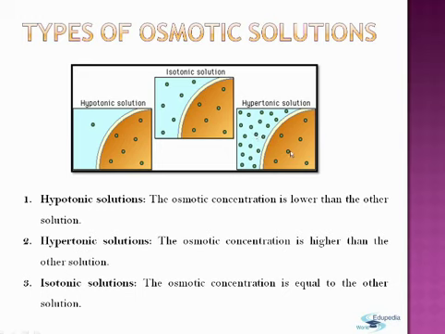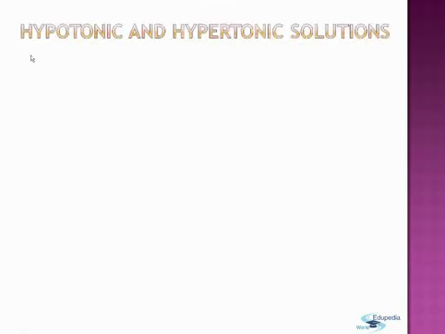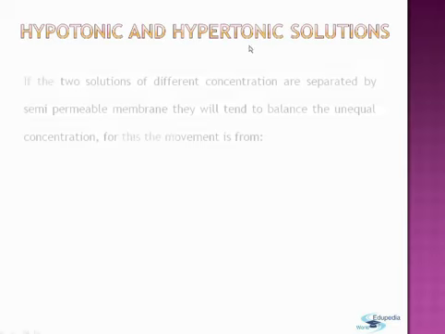In case of a hypertonic solution, it is the solution which has higher concentration compared to the other solution. In this example, the blue one has more concentration as compared to the yellow one. But if we consider the isotonic solution, we are going to see that the molecules are equally dispersed in both the solutions. That is, the osmotic concentration of both the solutions is equal.